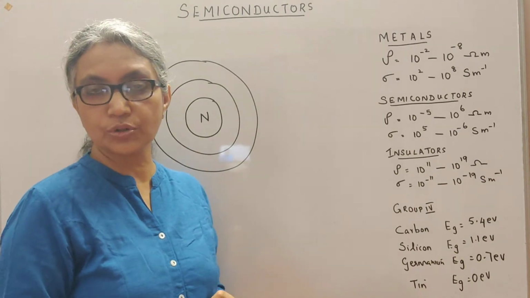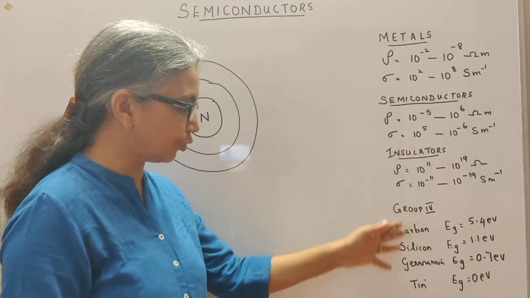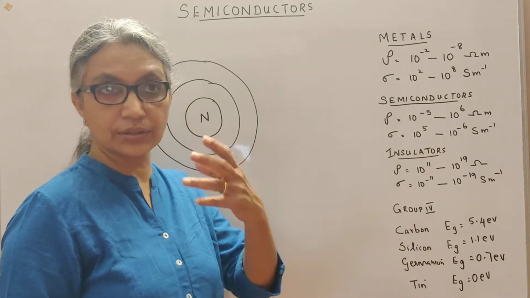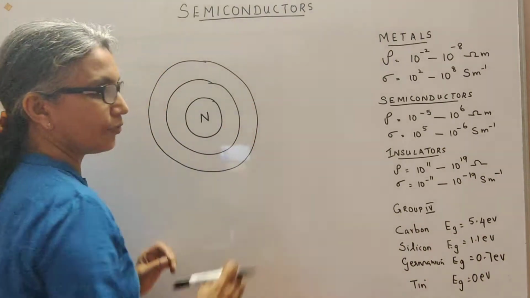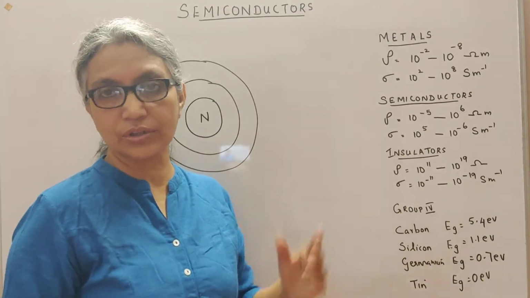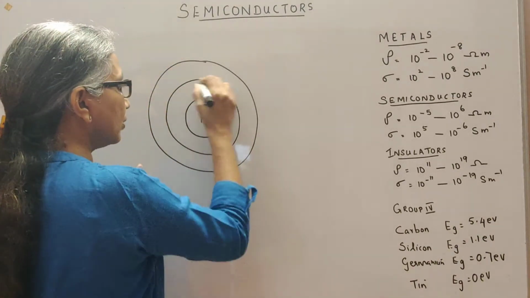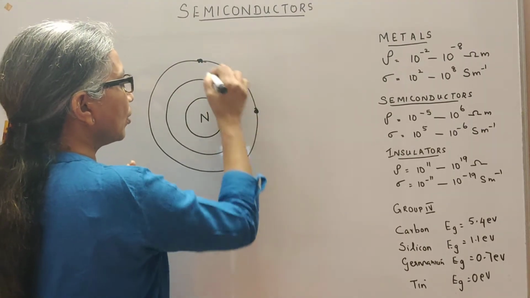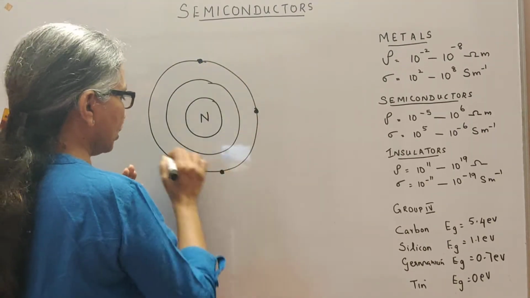Now, for example, suppose you take silicon. We are interested in the group 4 elements today, and I'm talking about silicon. Silicon, which has the third orbit as the valence shell, has 4 electrons in its valence shell. So the other electrons are all occupying the innermost shells. This is the valence shell I'm talking about, with 4 electrons in it.